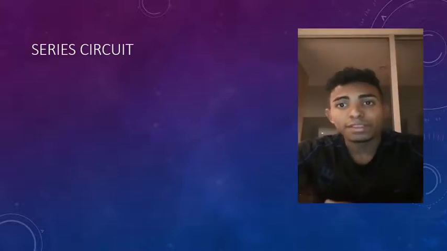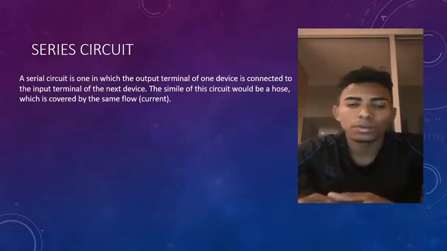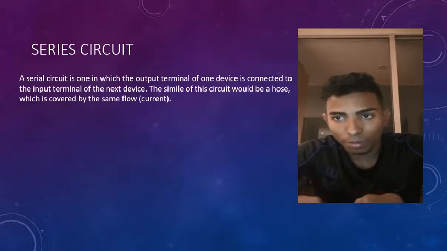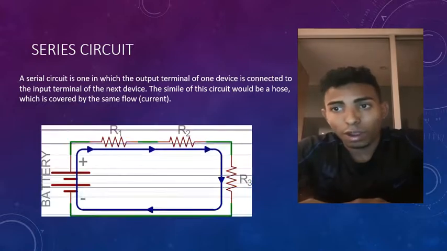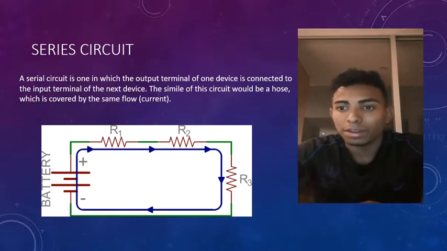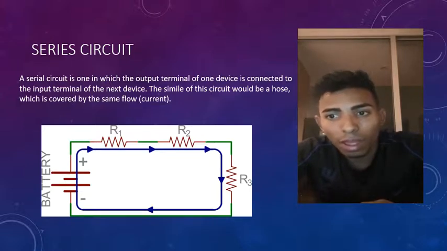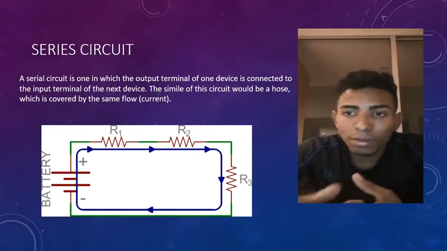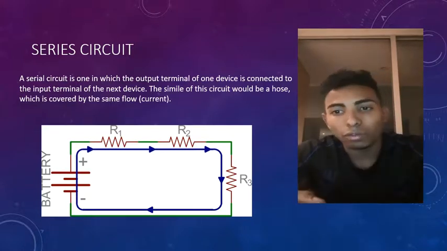Series circuit. A series circuit is one in which the output terminal of a device is connected to the input terminal of the next device. Then the same current flows through the circuit. Over the resistances, the voltage is divided, and the areas with greater voltage have a greater obstruction to current.